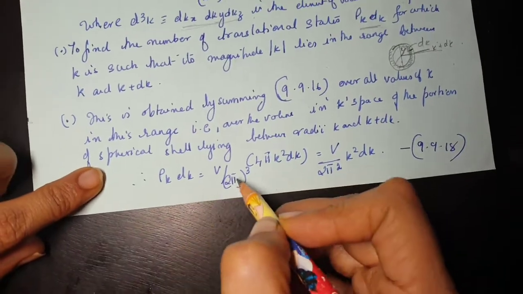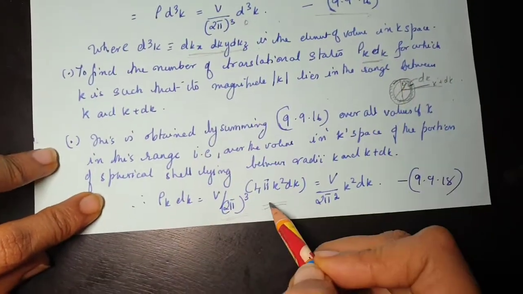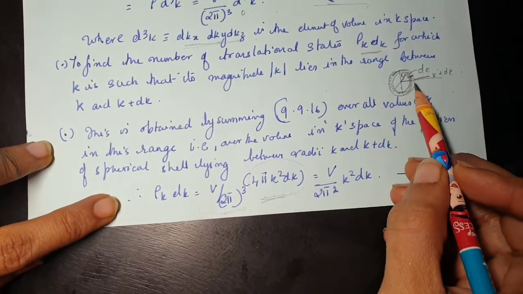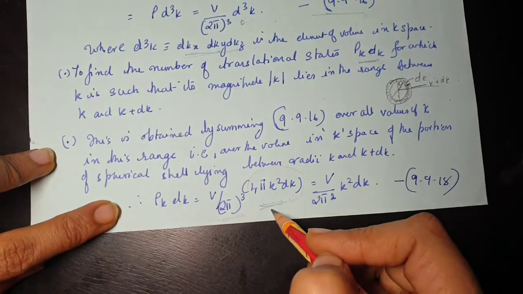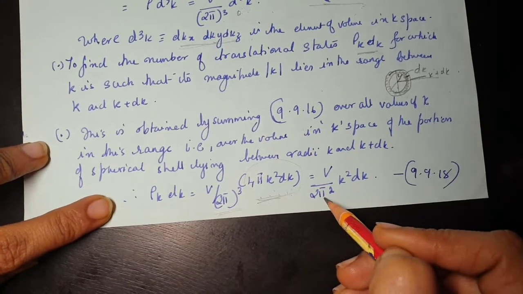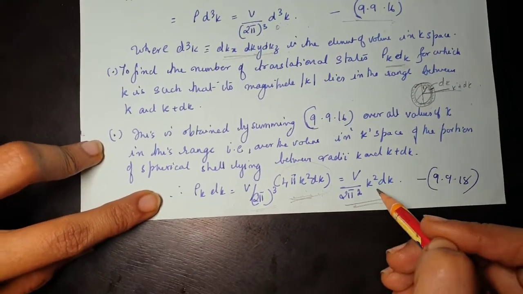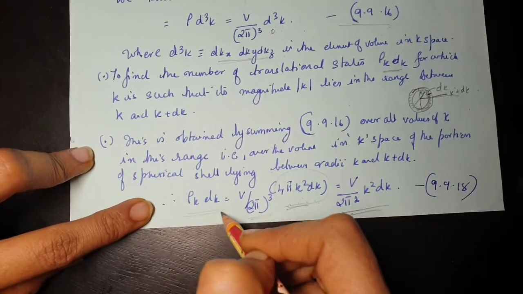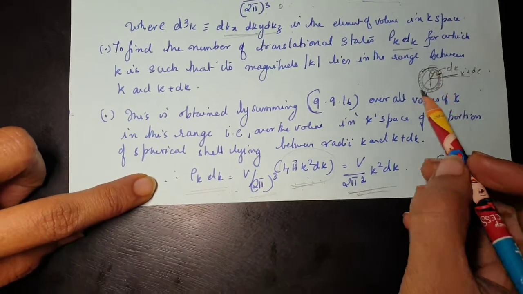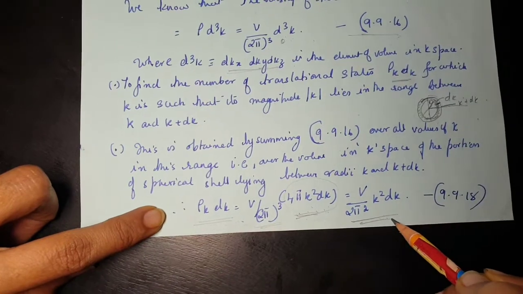So ρ(k) dk is equal to the density of states multiplied by this volume. The volume element I am taking is the volume of a thin spherical shell. It is given by 4πk² dk, and when I simplify this, I get V by 2π² k² dk. So the density of states for this volume element dk, I can get using this formula.